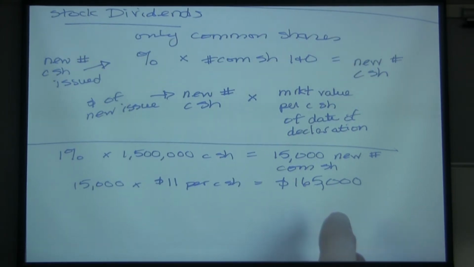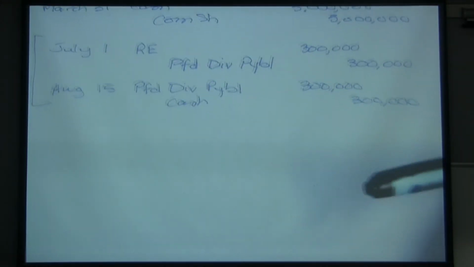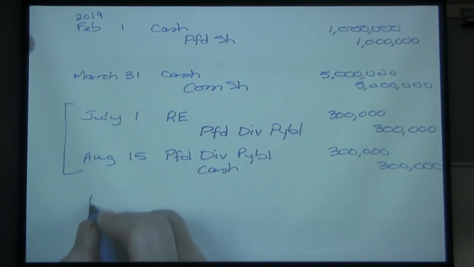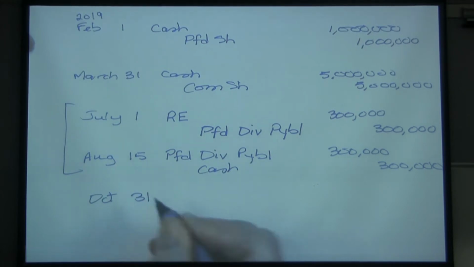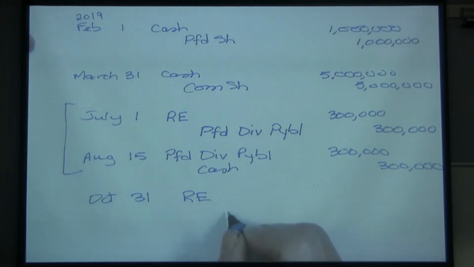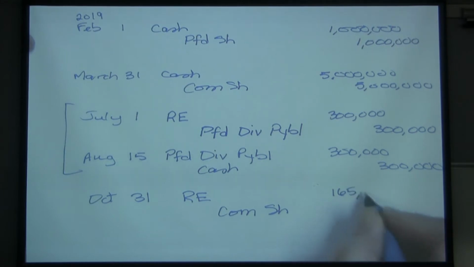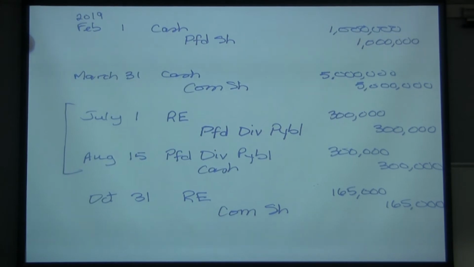So now we can go back and write the journal entry for the stock dividend. Okay, so this happens on October 31st. Stock dividend comes out of retained earnings and goes into our common shares. So very straightforward when it happens on the same day. And the amount that we calculated is $165,000. So great. So that wasn't so bad.